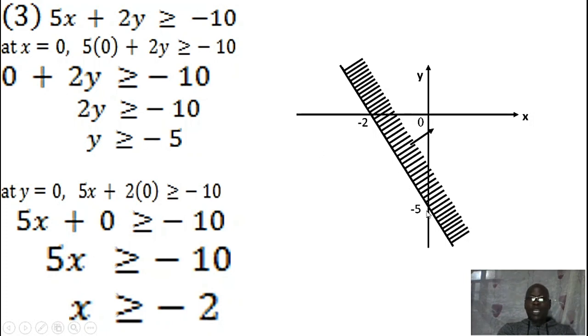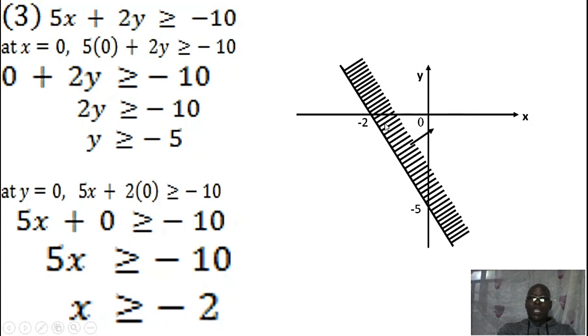Immediately represent it on the axis. Minus 5, put a mark there, show it upwards. Back again, when y is equal to 0, we get 5x plus 2 into 0 to be greater than or equal to minus 10. Simplifying everything gives us 5x to be greater than or equal to minus 10. Divide through by 5. We get x to be greater than or equal to minus 2. Go to where x is minus 2. Show arrow, positive direction, meaning greater than.